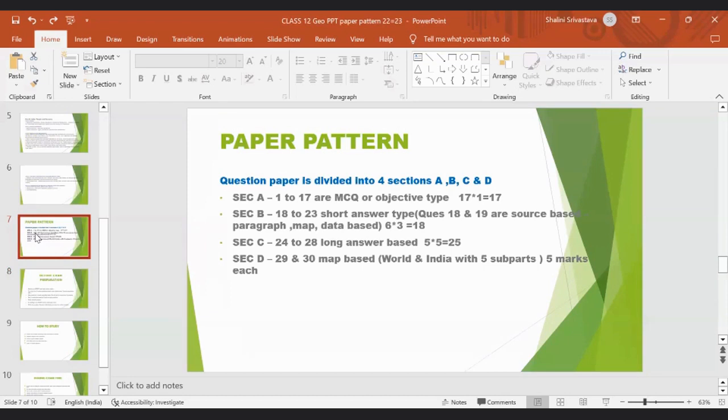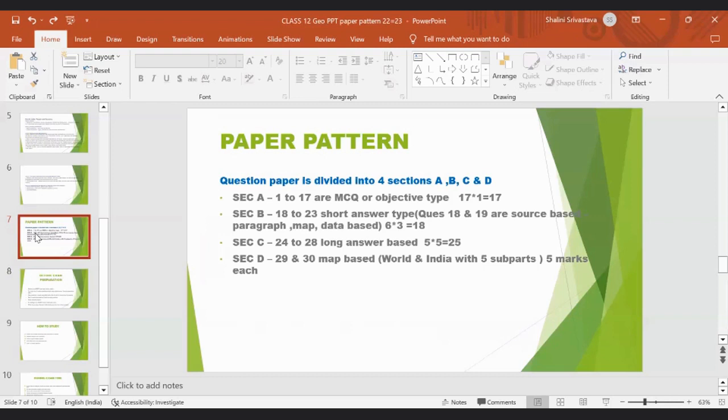Each question contains 3 marks, in which question numbers 18 and 19 are source-based questions. They can give a paragraph and ask 3 questions on it. It may be a map-based question, or it may be data-based questions. So it comes to 6 into 3 equals 18 marks.